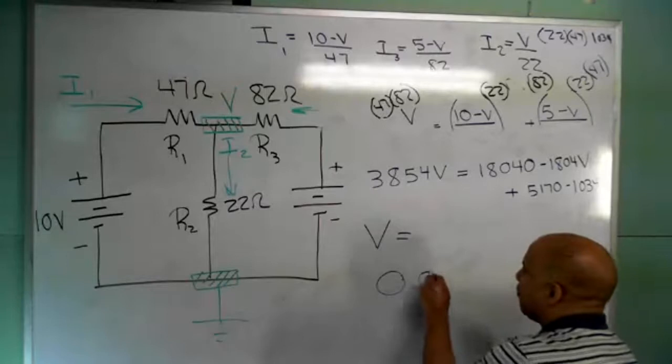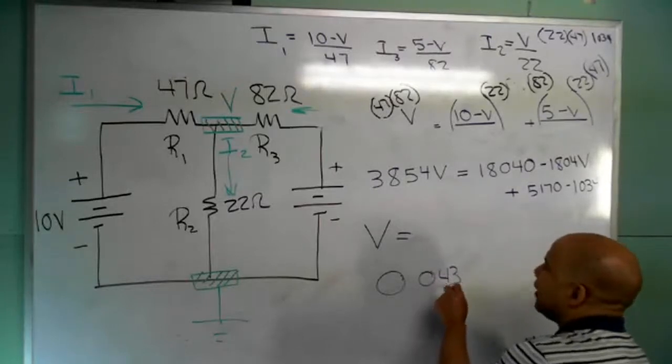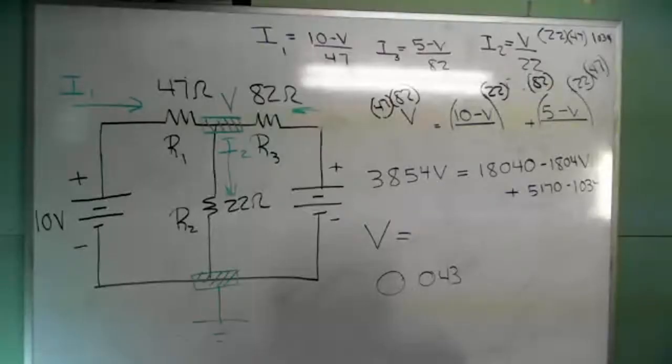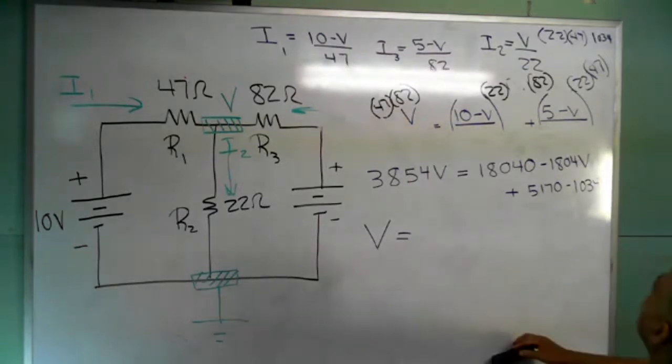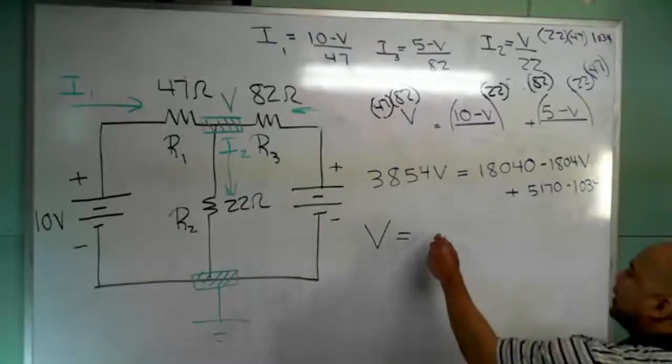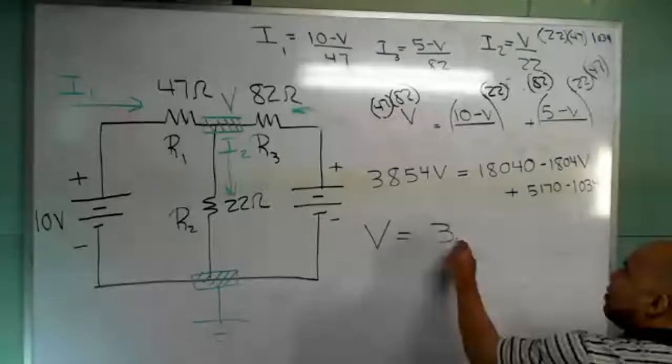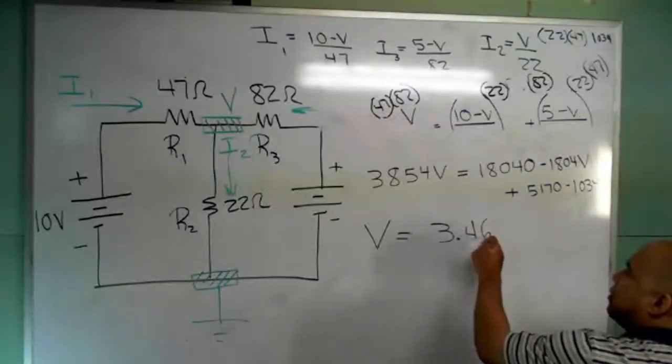Is it 0.043? 0.043 for V? Yeah, that's what I got. I don't think that's right. Somebody recheck that math. We can work it out. I was just trying to spare you the details. So add up, what'd you get? 3.46. Yeah, I think that's what I got earlier. Yeah, 3.46. Okay.